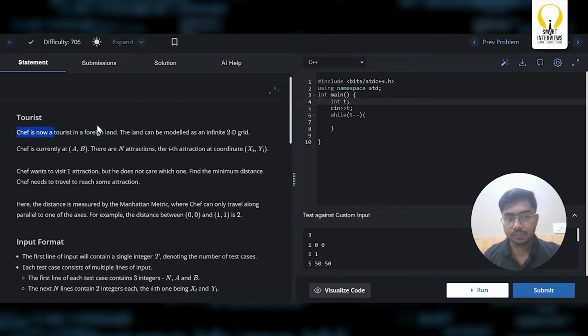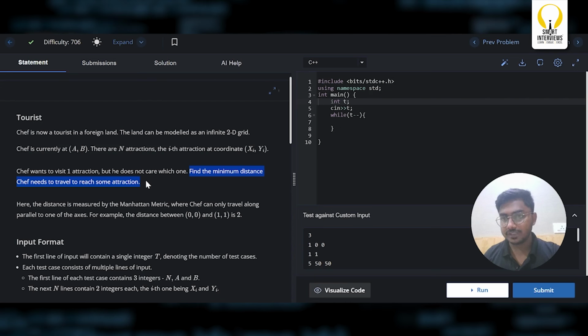Chef is now a tourist in a foreign land. The land can be modeled as an infinite 2D grid. Chef is currently at some location A, B. There are a total of N attractions and the ith attraction is at coordinate xi, yi. Chef wants to visit only one attraction, but he does not care which one. We need to find the minimum distance Chef needs to travel to reach some attraction.